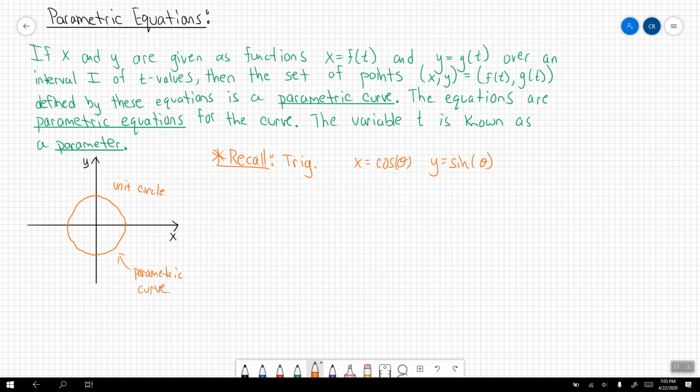Now, why are these parametric equations if they don't have the variable t? Well, the variable t is just some random variable that we choose. Naturally, we choose t because x, y, and z are kind of already taken. F, g, h, they kind of represent functions, so on and so forth. So we naturally just use t.